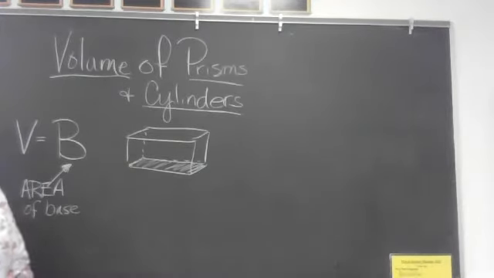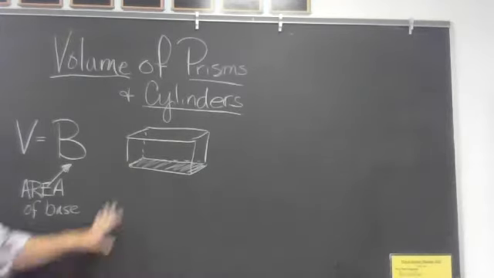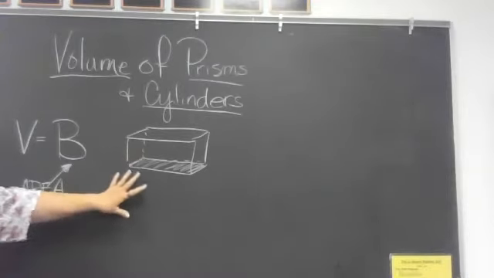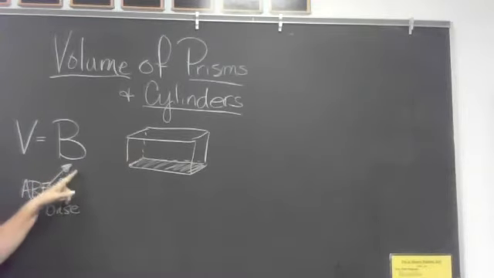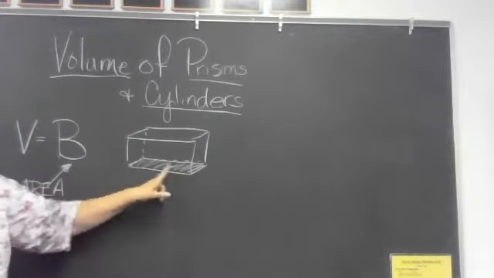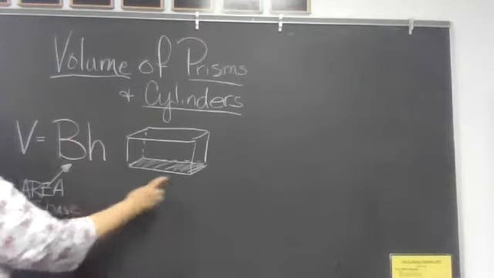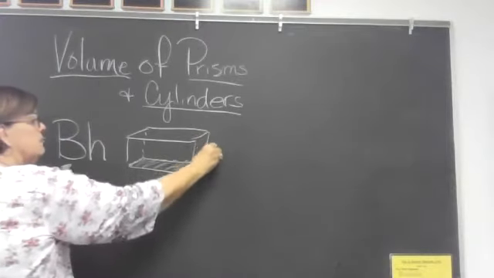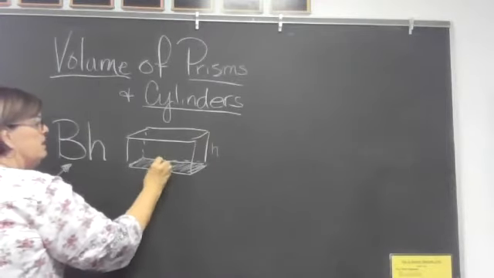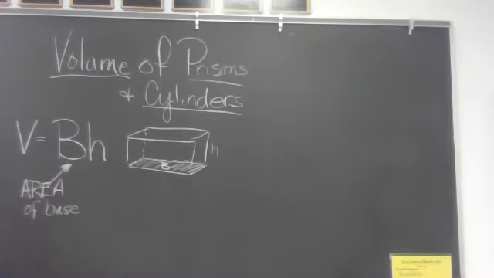Okay, and we found out that for any right prism, the formula for volume is the area of the base. We have to find the area of this rectangle before we multiply it by the height of the prism. The height is here. The big B is the area of the base, okay? And we dealt a whole bunch with rectangular prisms last week.